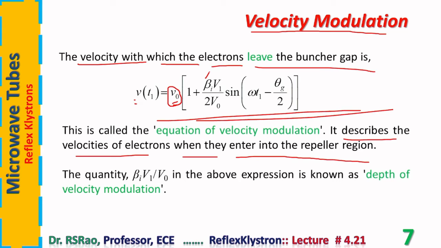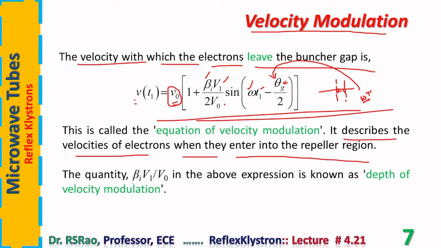Beta i is the beam coupling quotient. V1 is the amplitude of the grid gap voltage. V0 is the accelerating voltage. Omega is the angular frequency. T1 is already explained. Theta G is the grid gap transit angle. Here is a grid gap, and an electron passes through it. It takes some time to cross the gap. Let us say it is tau. Now multiply this tau with omega. It gives you theta G, the grid gap transit angle.